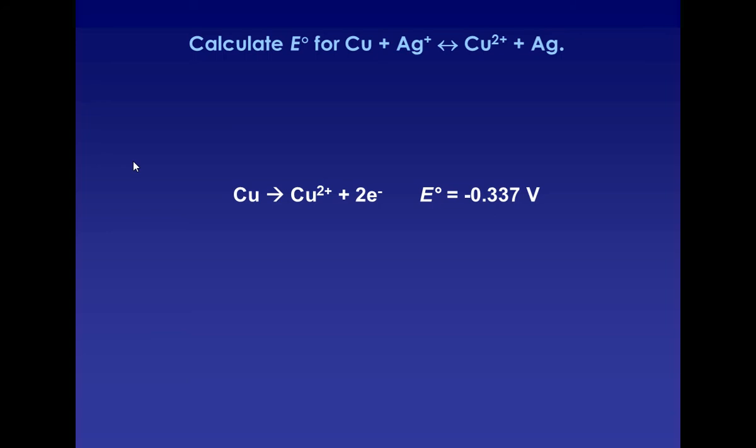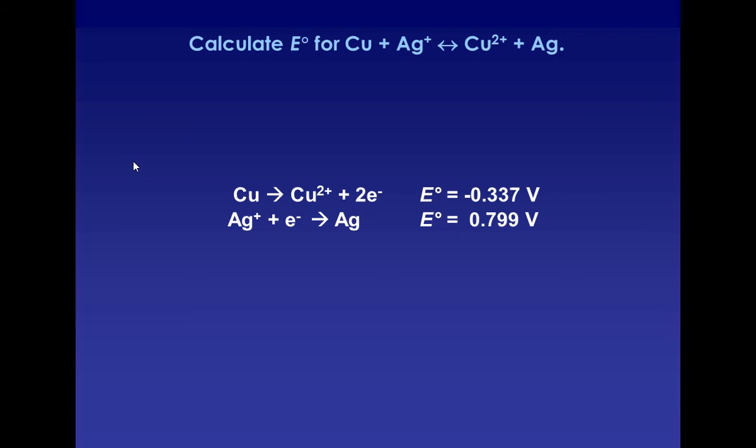I need copper to be written as an oxidation half reaction, so I flipped it. And when I flipped it, the sign became negative. Silver is going to be reduced, so it would just be writing its cell potential as it was on the chart, 0.799.